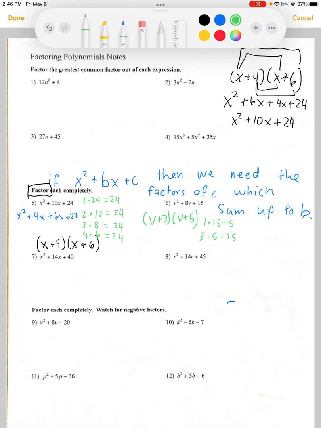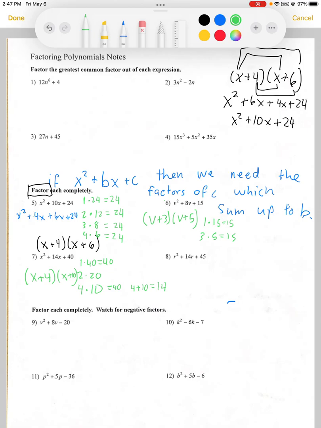Some of you are going to be able to see this right away, and some of you are probably going to have to list out the factors. That's okay. Let's keep going. X squared plus 14x plus 40. Well, 1 times 40 is equal to 40, but that doesn't equal 14 when you add them. Same thing with 2 times 20, or 4 times 10. Oh, 4 times 10 is equal to 40. 4 plus 10 is equal to 14. So to break this apart, it's going to end up with x plus 4 times x plus 10.